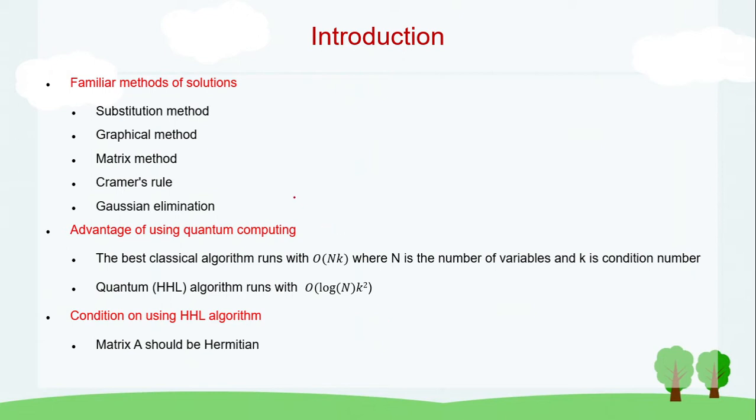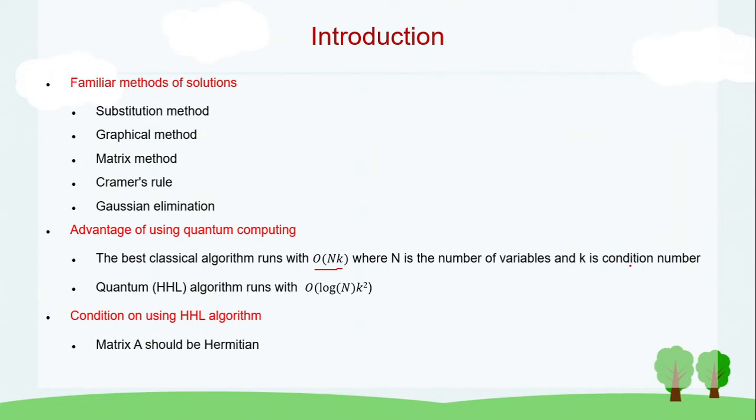Typically we try to solve these in many ways, like the substitution method, graphical method, matrix method, Cramer's rule, Gaussian elimination. Some of these methods are good even for handling larger matrices. Then you may wonder, why do you need a quantum computer to solve this? That is explained in these two bullets. Typically a classical algorithm runs with capital O of n times k, where n is the number of variables, which determines the size of the matrix we are talking about, and k is the condition number.